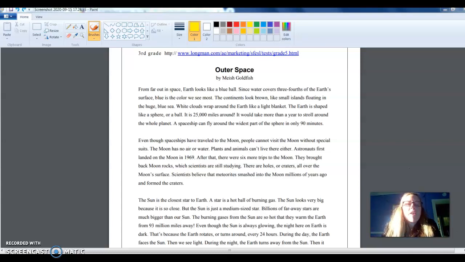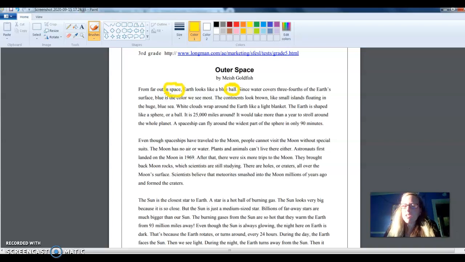It says, "From far out in space, Earth looks like a blue ball." So a tier one word would be that word ball, because that's a word that everybody should know, and easily, it comes up a lot in conversation. Space might be another word that I would call a tier one word.